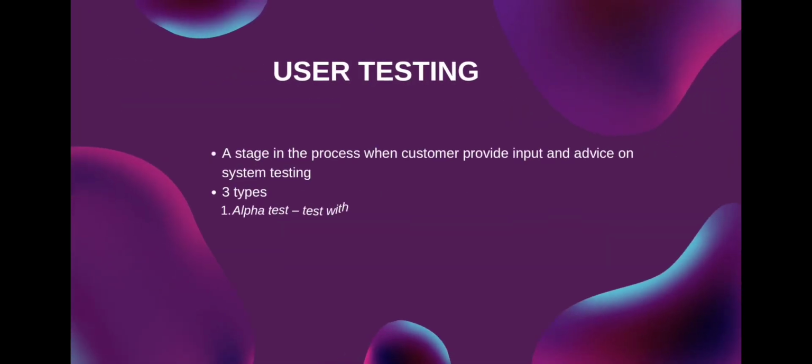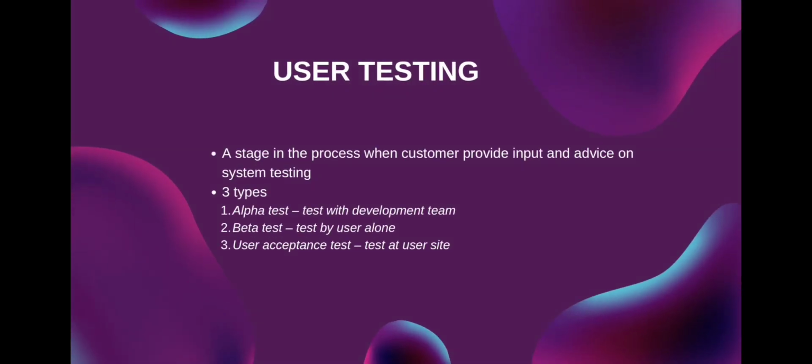Lastly is user testing. User testing is a stage in the process where the customer provides input and advice on system testing. There are three types of user testing, which are alpha test, which is a test with the development team, beta test, which is a test by the user alone, and user acceptance test, which is a test at the user side.